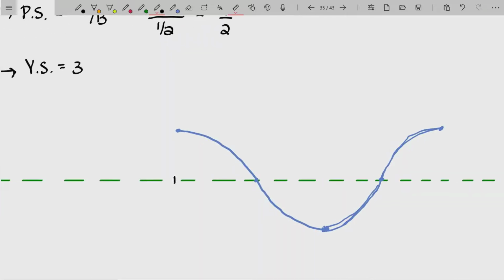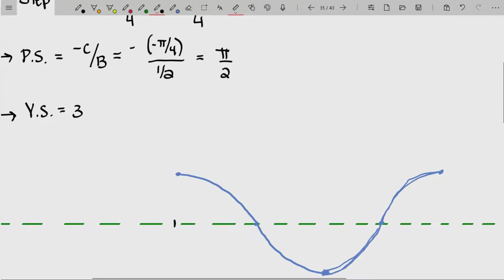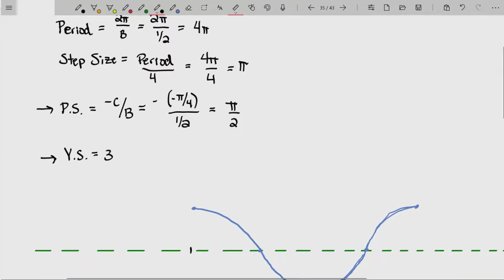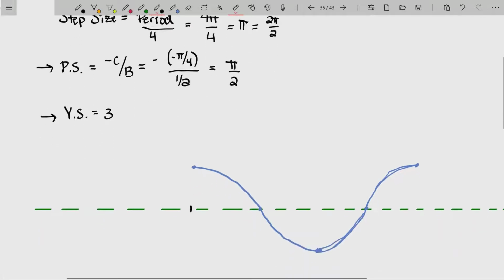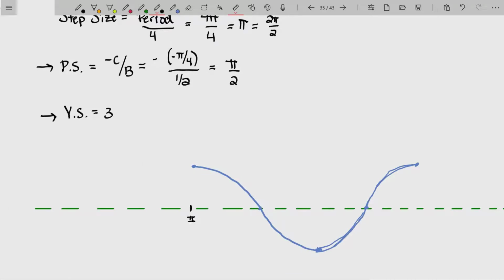So that happens at x equals pi over 2. Remember that I like to get my phase shift and my step size to be the same denominator. So step size I'm going to write as 2 pi over 2. Okay, so phase shift is at pi over 2. And then from there, I'll go to the next spot. I'll add 2 pi over 2. So I'm at 3 pi over 2. I'll add another 2 pi over 2. 5 pi over 2. Add another 2 pi over 2. 7 pi over 2. And finally, one more 2 pi over 2 to get to 9 pi over 2.